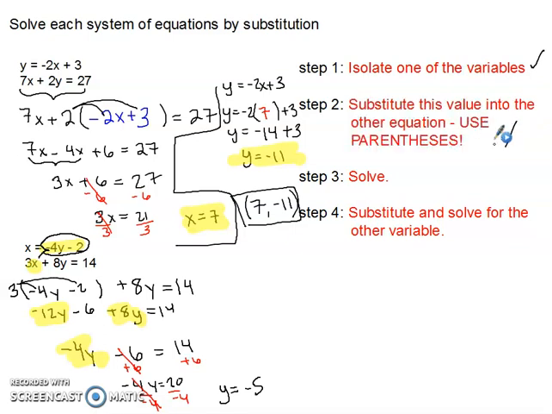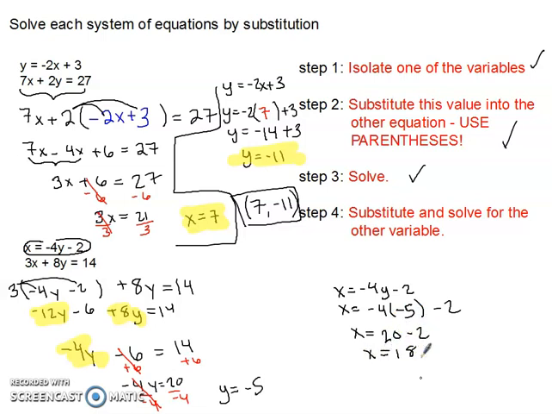So step 2 and step 3 are done. I now just need to find my other variable. So I need to now go back to my original system of equations and plug in my y value to either the y value in the first equation or the y value in the second equation. It doesn't matter. I will pick the first equation. So x equals negative 4y minus 2. x equals negative 4 times y minus 2. And that y value that I'm checking is negative 5. So x equals negative 4 times negative 5 is a positive 20 minus 2. So x is 18. And my solution is the point 18, negative 5.